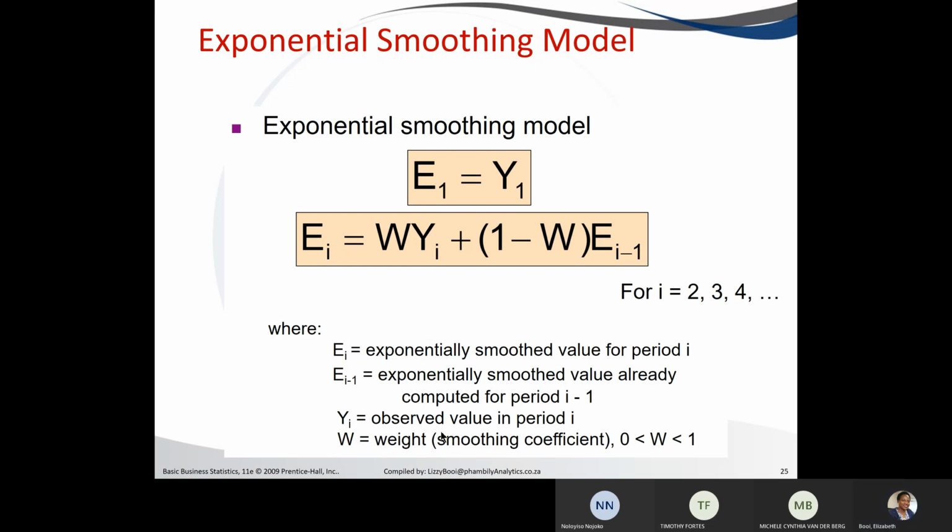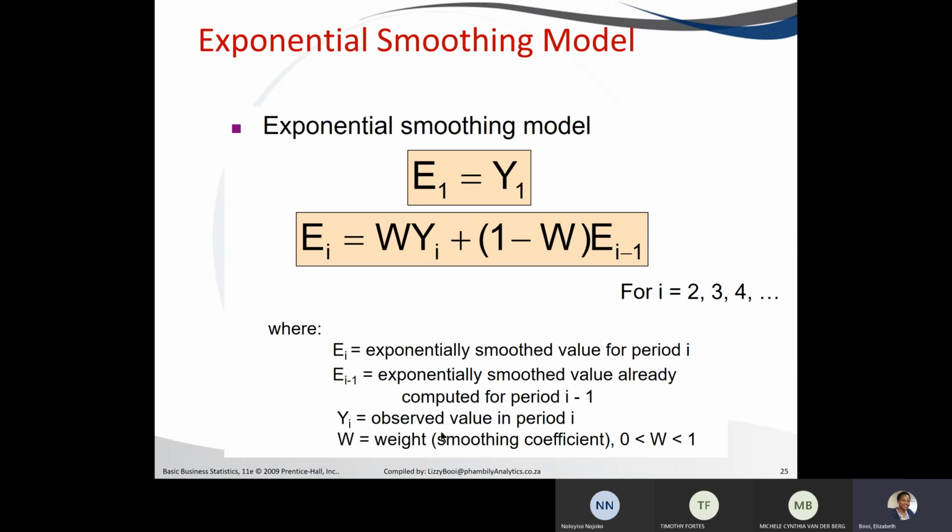Then I'm going to multiply my weighting with my current value, not my previous, but my current. So I will multiply my weighting with my current value. Then I will add 1 minus the weighting times my previous one. Remember the previous exponential value that you got.